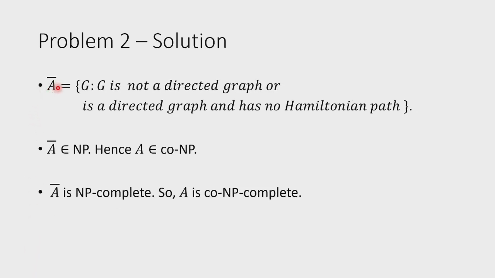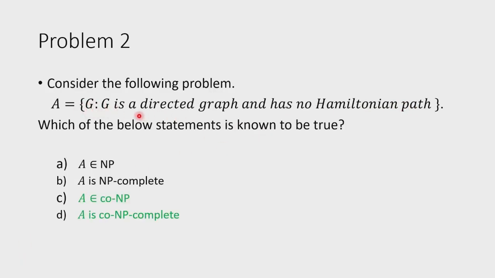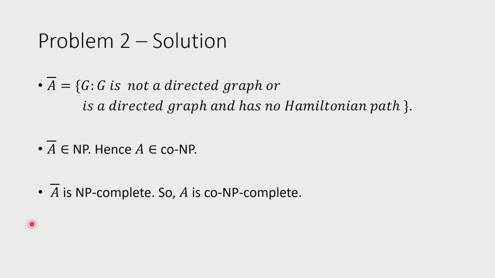So what is A complement? It is the set of all G such that G is not a directed graph, or it is a directed graph and has no Hamiltonian path, right? So this is the exact complement of this, because over here there are two clauses: G is a directed graph and has no Hamiltonian path. If I want to negate this statement, it would be G is not a directed graph, or G has a Hamiltonian path, right? Now, are you convinced that this is the complement of the language A?